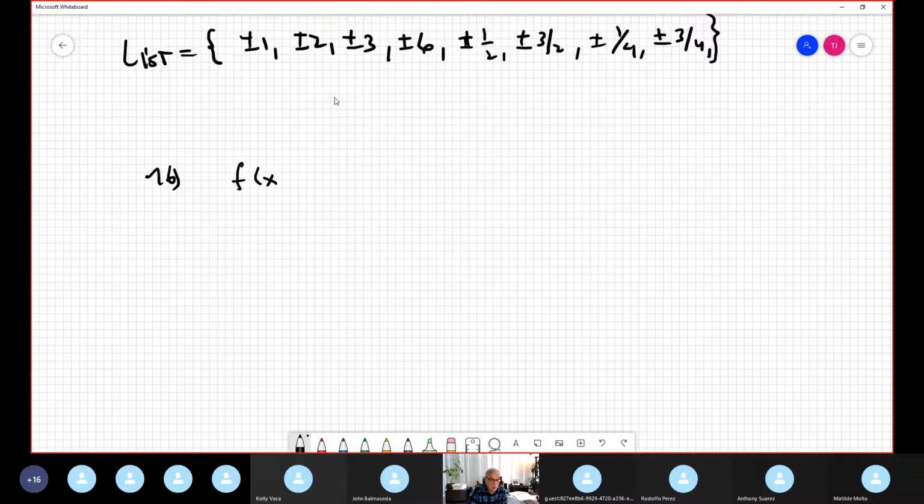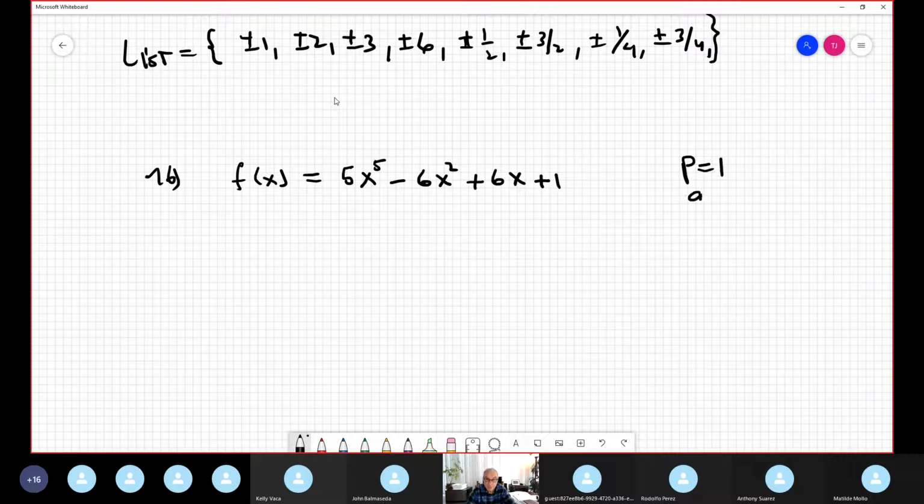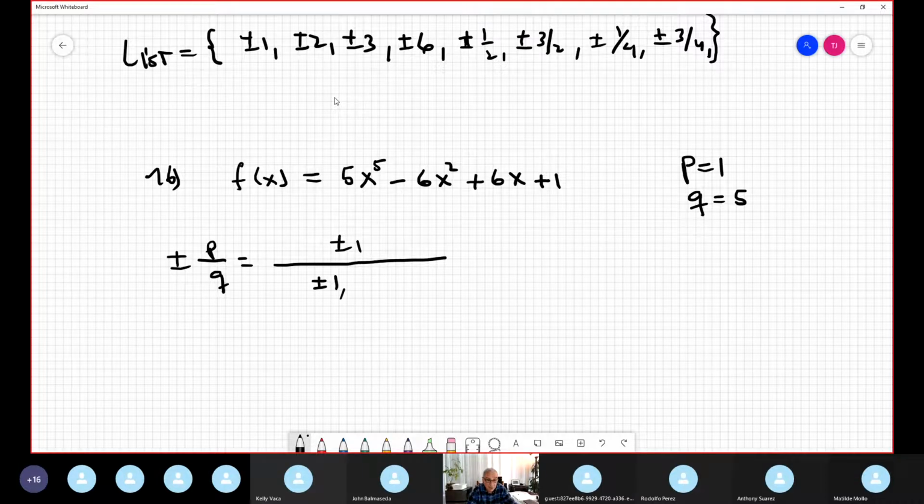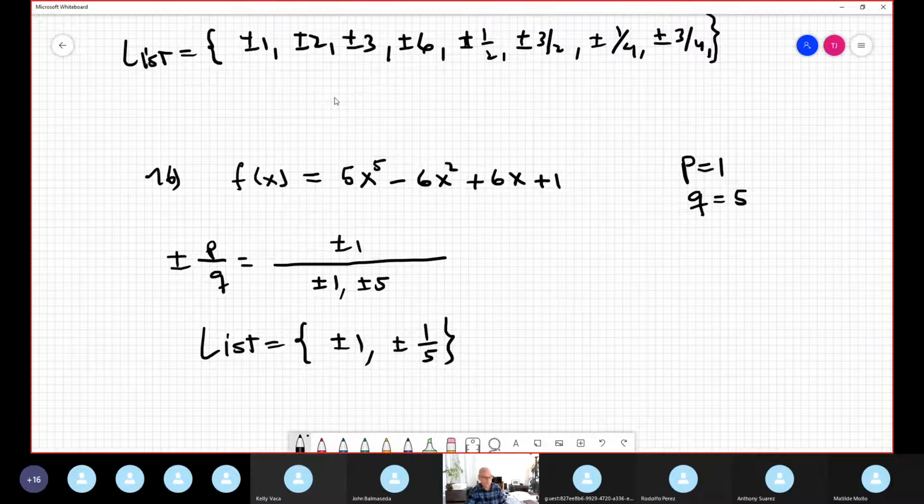F of x is equal 5 x to the 5th power minus 6x squared plus 6x plus 1. P is 1 and Q is 5. Okay, so the formula plus or minus P divided by Q is, well, si P is 1, the only possibility is plus or minus 1, that's it. And 5 is plus or minus 1 and plus or minus 5. Our list is now plus or minus 1, comma, plus or minus 1/5. 1/5. Super clear?